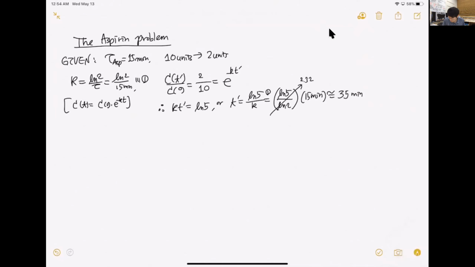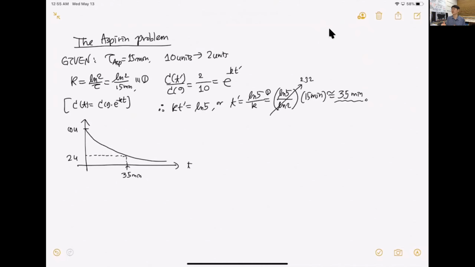Okay. So the time for the concentration to go from 10 to 2 units, which is 5 times lower, takes about 35 minutes. If the 2 unit level is the effective concentration of aspirin for our body, then it only takes about 35 minutes, and the efficacy of aspirin will not be effective enough. If I write it down in this graph, 10 units is exponentially decaying and becomes 2 units. What it means is it takes only about 35 minutes. And of course, the half-life is 15 minutes.